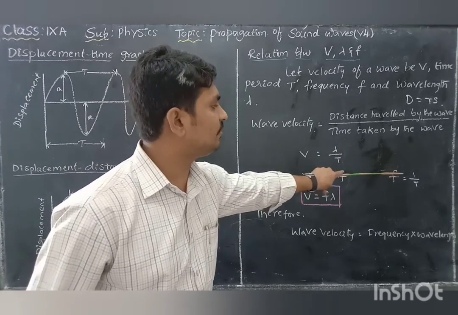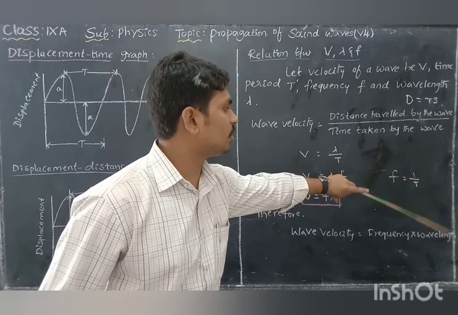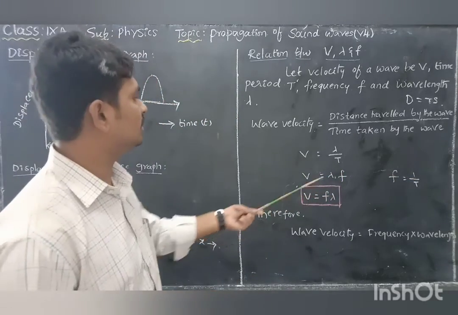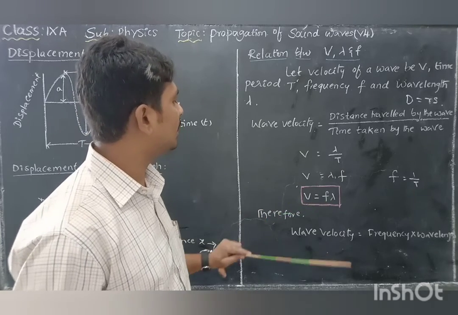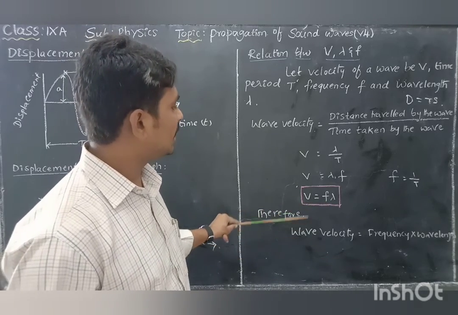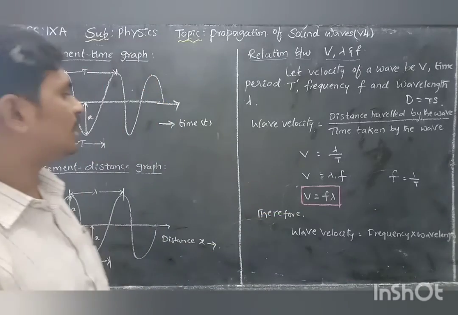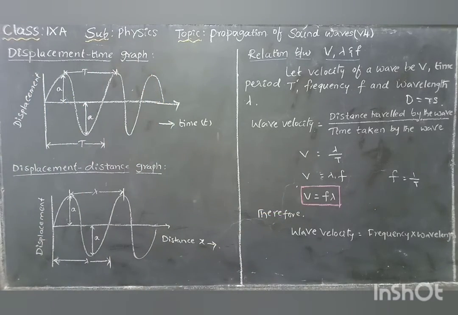Again, the relation between frequency and time period: the reciprocal of the time period is the frequency. So lambda into f, V equals f into lambda. Therefore, the wave velocity equals the product of frequency and wavelength. That is the relation between those three: wave velocity, frequency and wavelength.